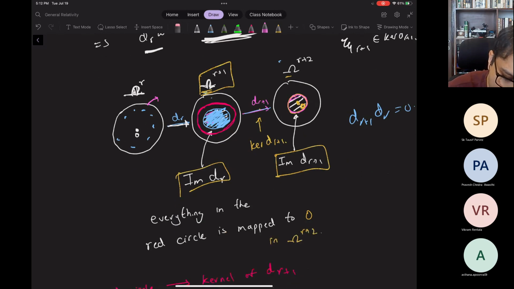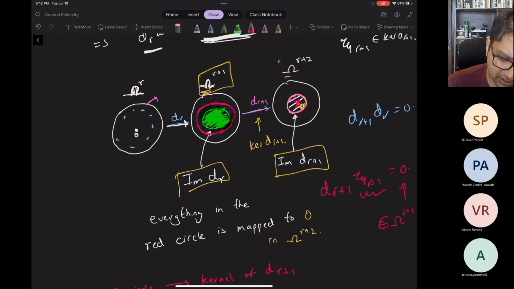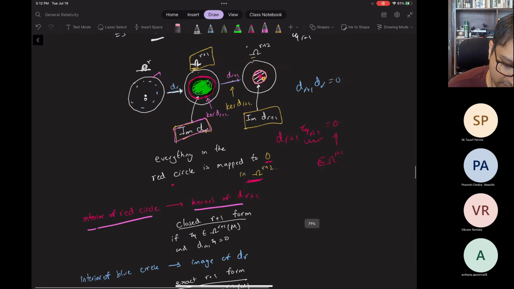So everything within the red circle is mapped to the single element, the 0 element, in Ω^{r+2}. That is, d_{r+1} ξ^{r+1} = 0. Everything in the red circle is all the ξ^{r+1} which map to the zero object inside Ω^{r+2}. What you can see now is that the image of d_r is a subset of this red circle, which is the kernel of d_{r+1}.